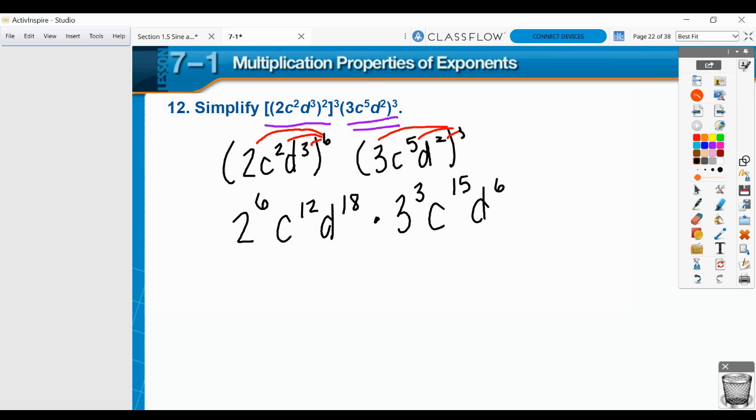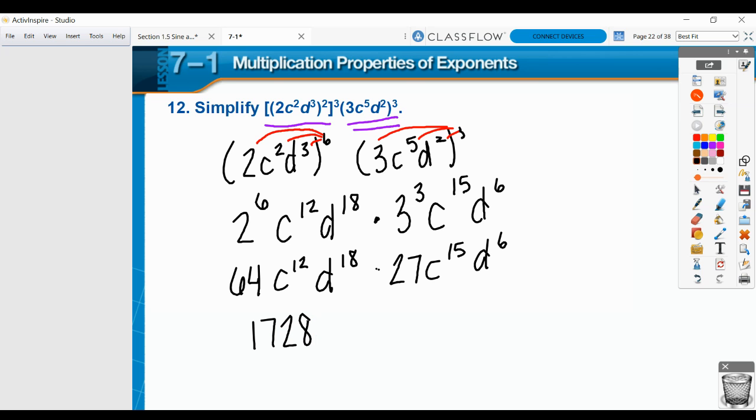2 to the 6th power is 64. And 3 to the 3rd is 27. So now you want to take the 64 times the 27 and get 1728. And then here we are multiplying, so you want to add the exponents. So 12 plus 15 is 27. 18 plus 6 is 24.